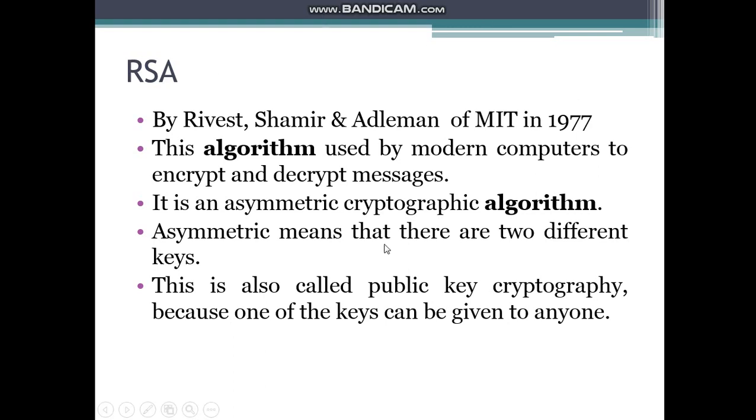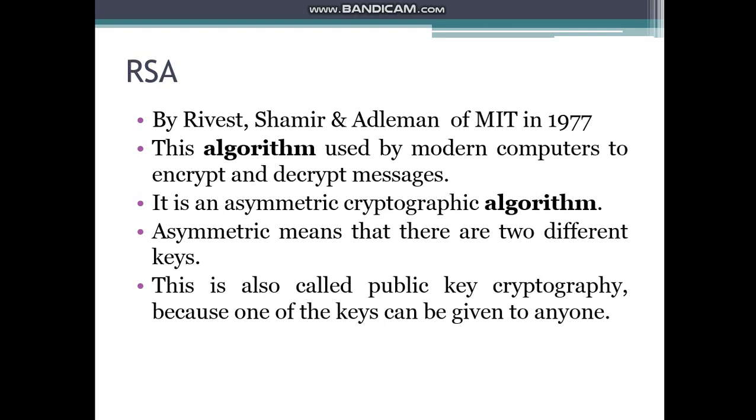The name RSA is derived from three different scientists, Rivest, Shamir and Adleman. They worked at MIT and derived this interesting algorithm in 1977. This algorithm is used by modern computers to encrypt and decrypt messages. It is an asymmetric key cryptography algorithm.